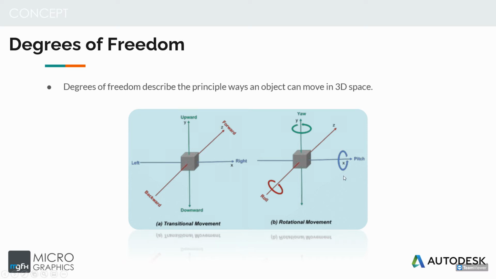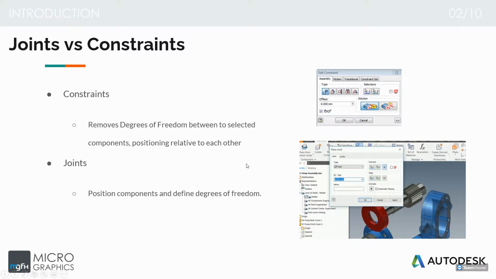So all in all, there are 6 principal types of motion for any object in 3D space. Very important to get that concept down. Sounds simple enough, but they will refer to it a lot in your joints and constraints. Okay. So joints versus constraints.